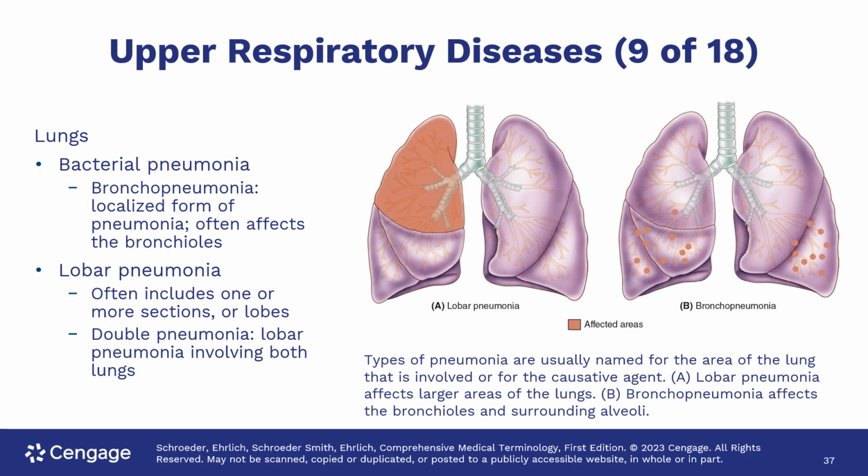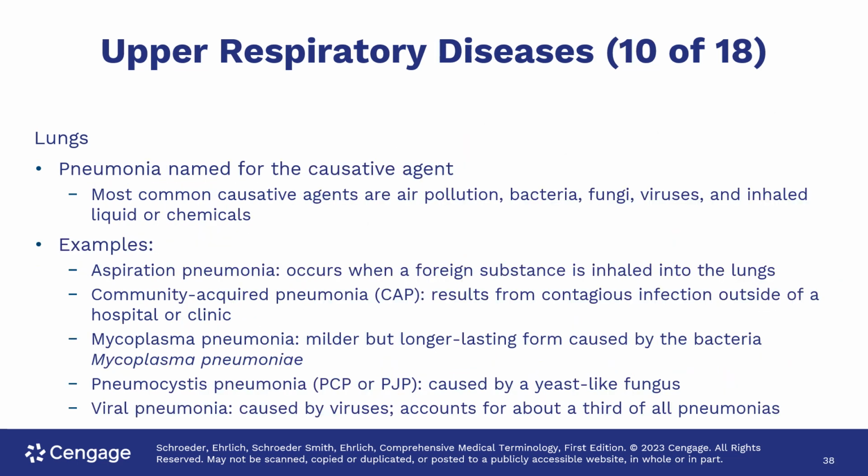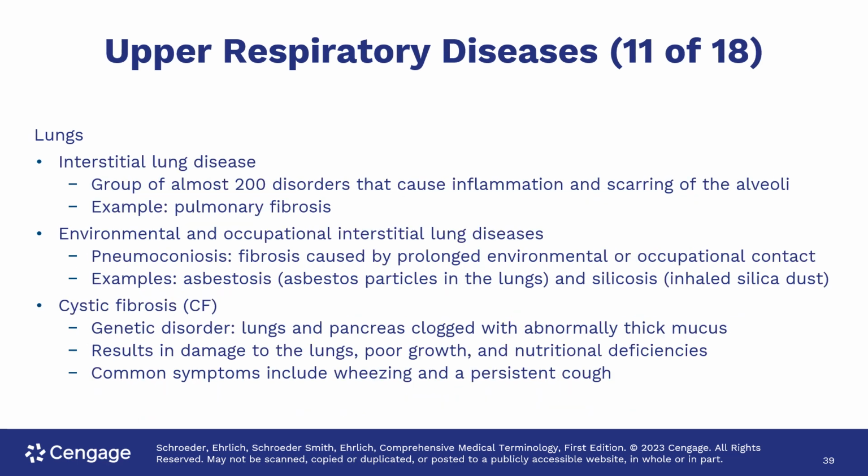You can have bronchopneumonia or lobar pneumonia. If you have double pneumonia, it's affecting both your lungs, so double the fun. Generally, pneumonias are referred to by the cause of the disorder, like viral pneumonia caused by a virus, or aspiration pneumonia caused by aspirating or inhaling a foreign object like vomit. A type of interstitial lung disease is cystic fibrosis, but it is really a group of diseases that causes inflammation and scarring of the alveoli. It can be a genetic cause like in cystic fibrosis or an environmental cause like asbestosis.